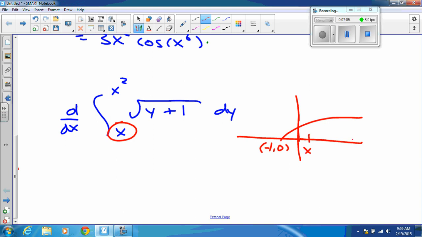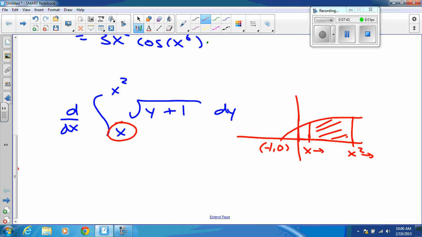And I am picking a point x, and I'm integrating from x all the way to x squared, so that I get this area right here as my area function. And as x changes, my x is going to move this way, and my x squared is going to move that way even more. You see it? So that I'm going to end up with a rate of change of area because of both boundaries moving. Does that make sense? So the question is, how do I handle that?